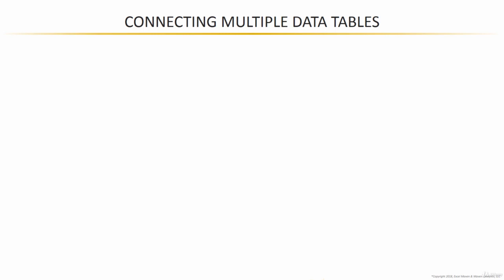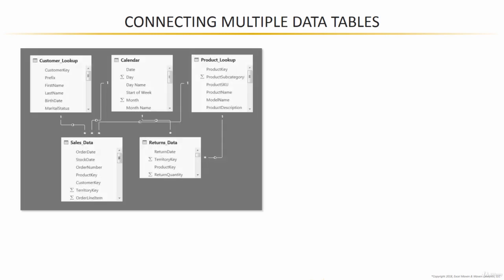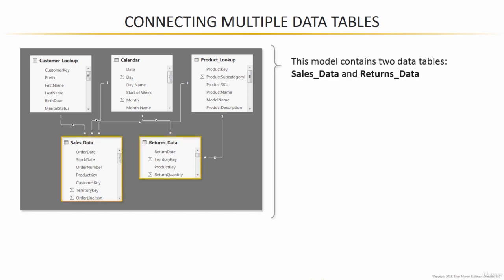So what we're dealing with here is something like this. In this particular case, we've got a simplified model with three lookup tables, customer lookup, calendar and product lookup, and two data tables, sales data and returns data, each with its own set of dates and other foreign keys.